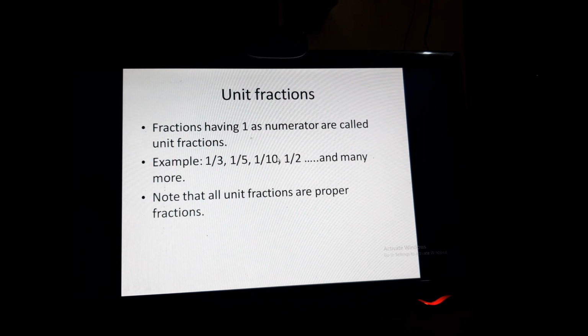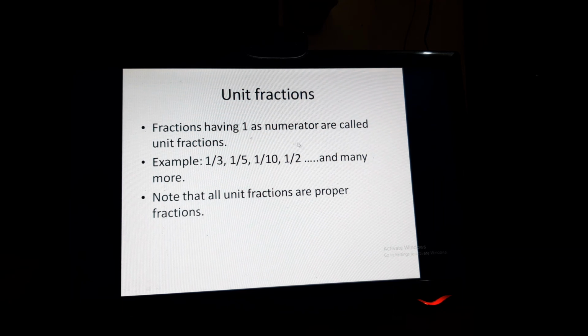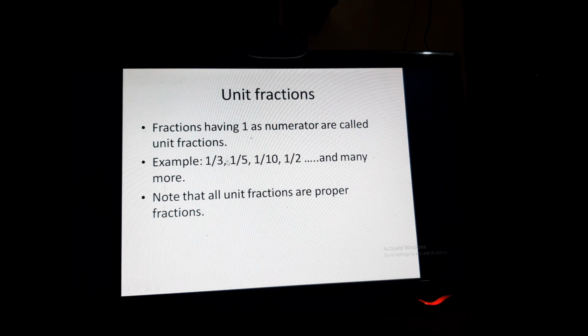Last in the segment is the unit fraction. Fractions having 1 as the numerator are called unit fractions. Example, 1 upon 3, 1 upon 5, 1 upon 10 and many more. One thing to be noted here: all unit fractions are proper fractions. I wish you all got the point.